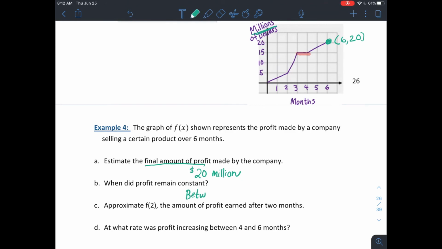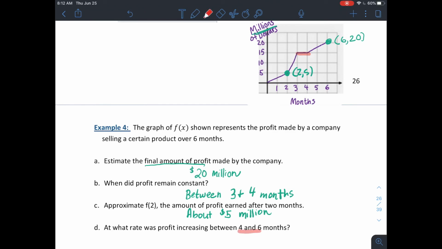We want to know when the profit remained constant. It remained constant between months 3 and 4. And then if we're approximating f of 2, after 2 months, it looks like they made $5 million profit, approximately.